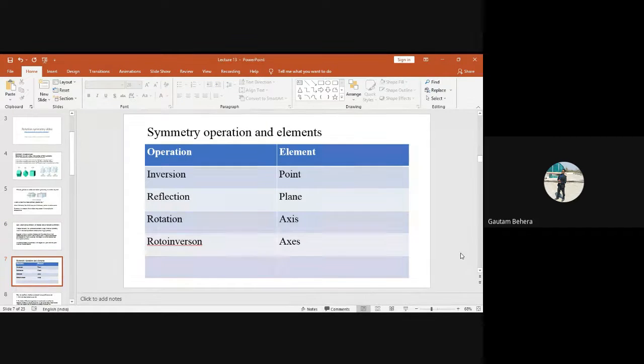Now same thing, I have shown you in the form of a table. Symmetry operation and elements. A symmetry operation may be inversion, reflection, rotation, or roto-inversion. For an inversion operation, we choose a point, that is, the element is a point. For reflection, we choose a plane, which is also called a mirror plane. For rotation, it is an axis. And roto-inversion is also an axis. Fine.